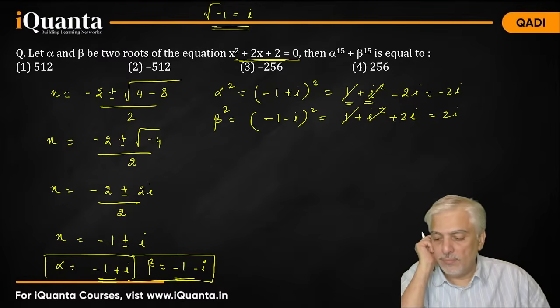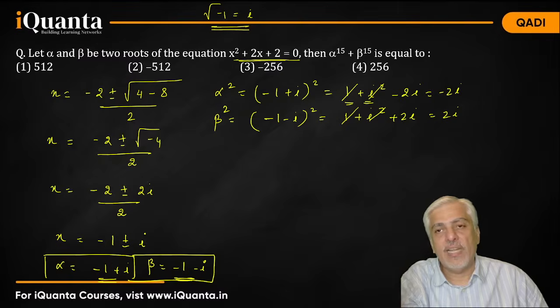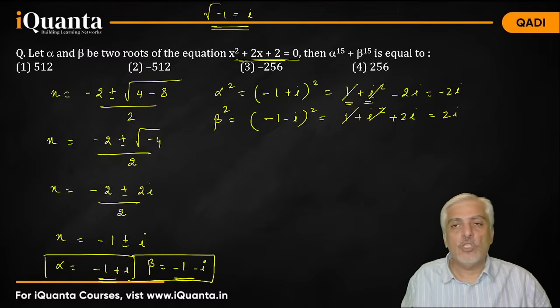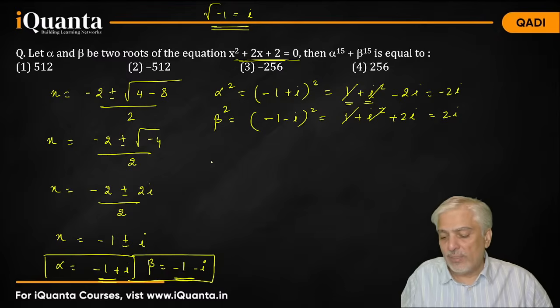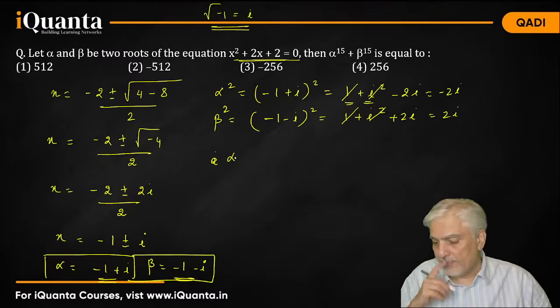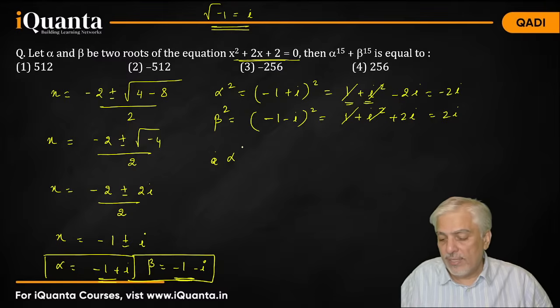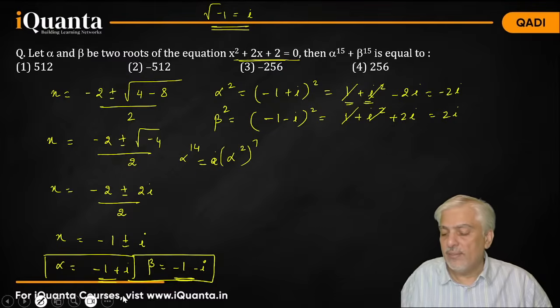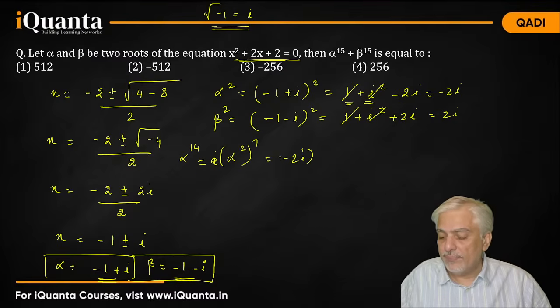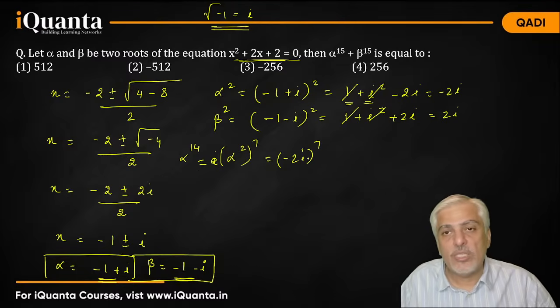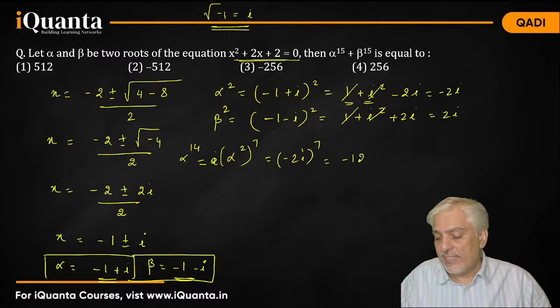Now, let's first try and find larger powers of I. We should know how much is I raised to something. Like how much is I raised to 15. If I want alpha raised to 15, I already have alpha square. From there, I can't go to 15. I'll first reach to 14. Alpha square raised to 7 will be alpha raised to 14. That will be negative 2i raised to 7. 2 raised to 7 is 128. So negative 128 into I raised to 7.